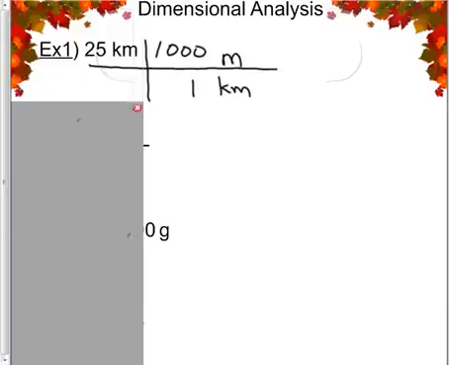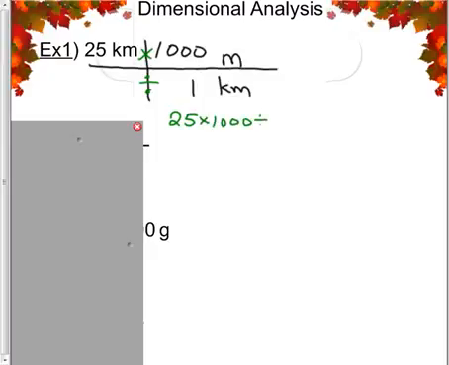Once we do that, we can hide or unhide the original number. That original number is now going to go into our math. Anything that's on top of these fractions will multiply together. Anything that's on the bottom is a division. So when we plug this into our calculators, we're going to write 25 times 1,000 divided by 1. Our answer will be 25,000, and our units will be the units that don't cancel out.